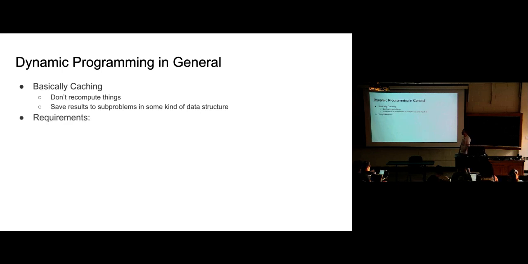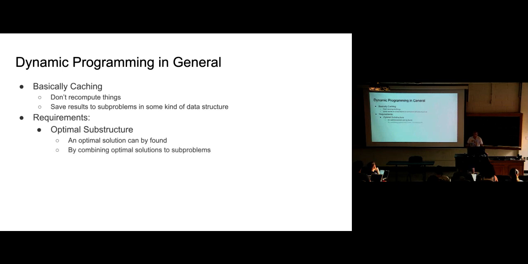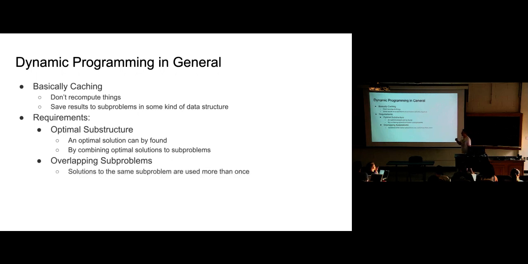The requirements for using dynamic programming are that you have to have optimal substructure. Did you guys go over optimal substructure? Yeah? Okay. Optimal substructure is when you can find an optimal solution by combining optimal solutions to subproblems. And the second requirement is that you have to have overlapping subproblems. This is where you're using the solution to a subproblem more than once. So the idea with caching is that we don't recompute something if we need it again.